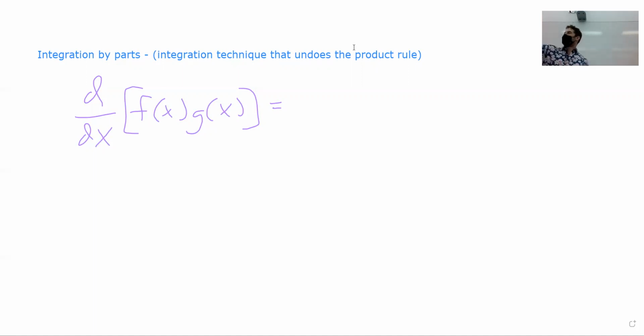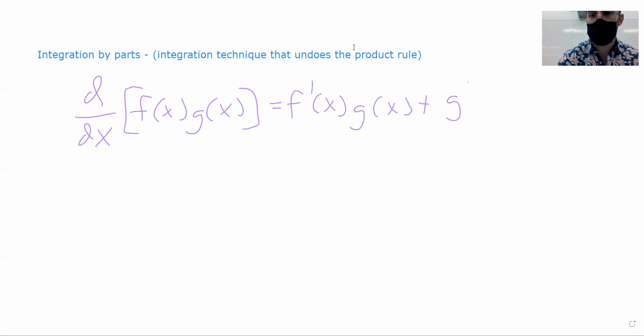Yes, ma'am, in the back. Outstanding. f prime of x times g of x plus g prime of x times f of x. Excellent. And this is our product rule for differentiation. Any questions there?